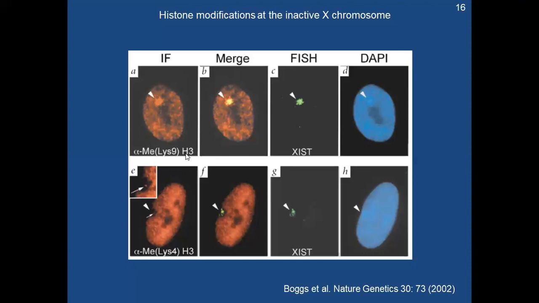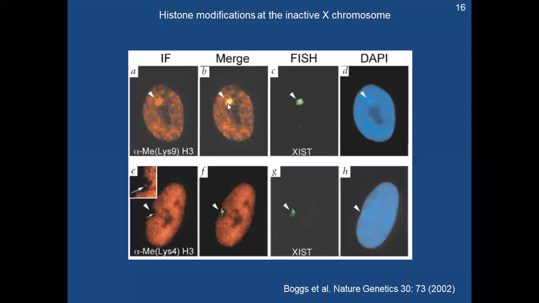Inactivation, by recruiting Polycomb repressive complex? No, HP1. Remember, HP1 recognizes lysine 9, methylated lysine 9 moieties. So this is how you are going to recruit HP1 protein to this. Okay, so it means that Xist probably recruited histone 9 methyltransferases.